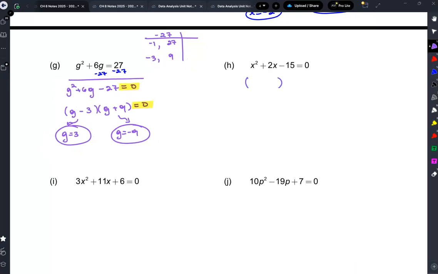H, you're going to factor and solve. You're going to do this on your own. Ready? On your mark, get set, go!